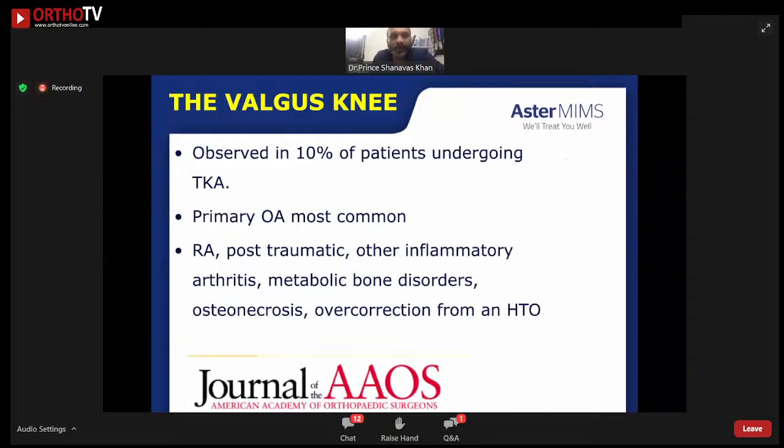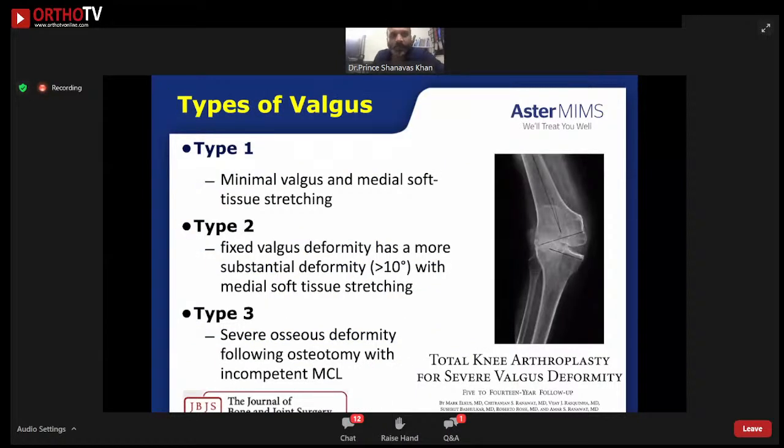Valgus knee is observed in 10% of patients undergoing knee arthroplasty. Primary osteoarthritis is the most common cause for valgus knee. Other causes are less common. This is the classification by Ranawat et al.